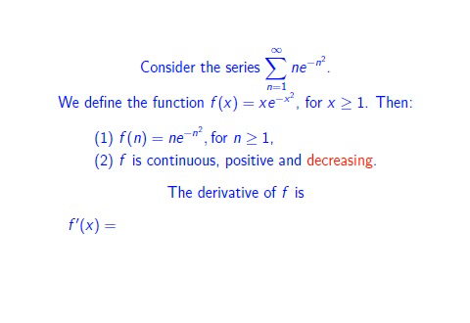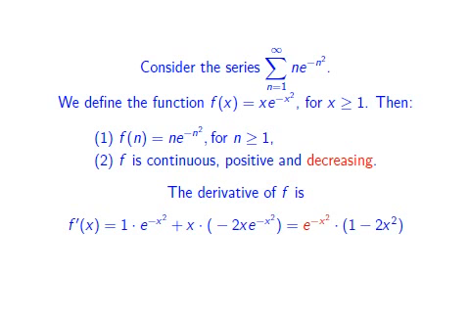That means we first differentiate x and obtain 1 times the second factor e to the minus x square, plus x times the derivative of the second factor, which turns out to be minus 2x times e to the minus x square. Overall, we obtain e to the minus x square times 1 minus 2 times x square.